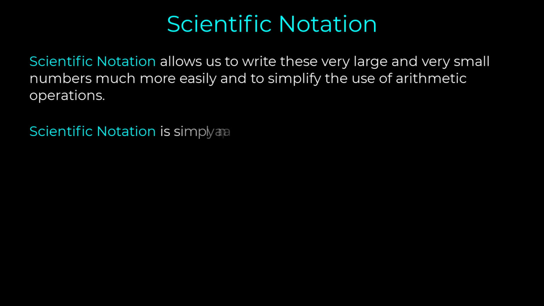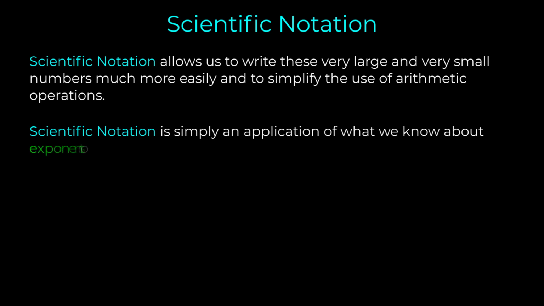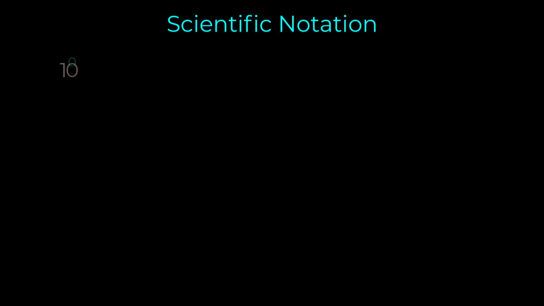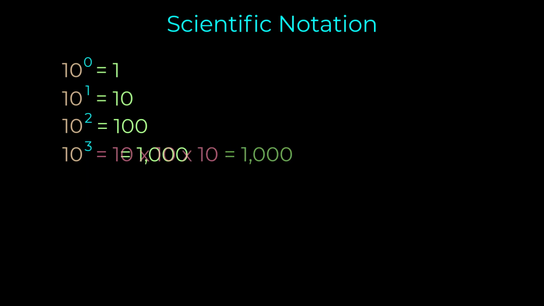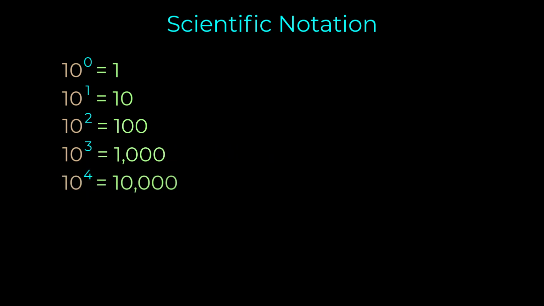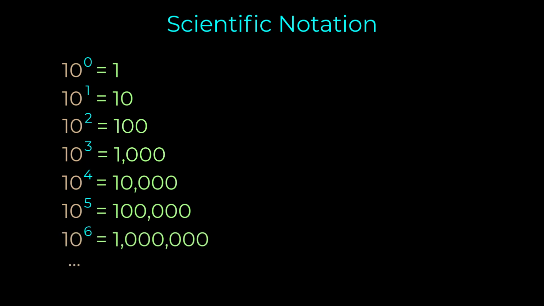Scientific notation is simply an application of what we know about exponents or powers. Let's look at the powers of 10 and apply it to very large numbers. 10 to the 0 power is 1. 10 to the first power is 10. 10 to the second power is 10 times 10, or 100. 10 to the third power is 10 times 10 times 10, which is 1,000. 10 to the fourth power is 10,000. 10 to the fifth power is 100,000. 10 to the sixth power is 1,000,000, etc.